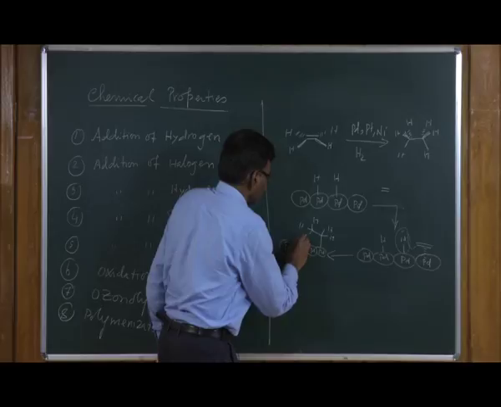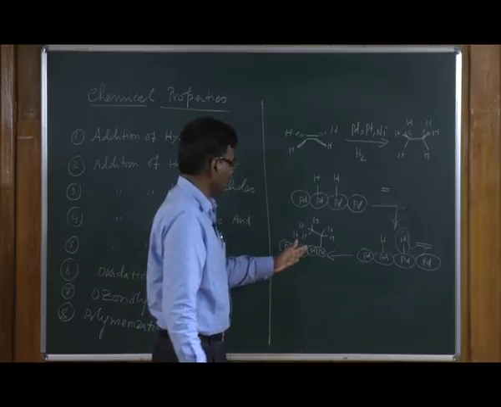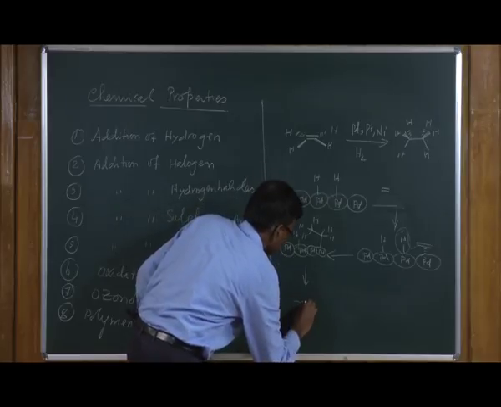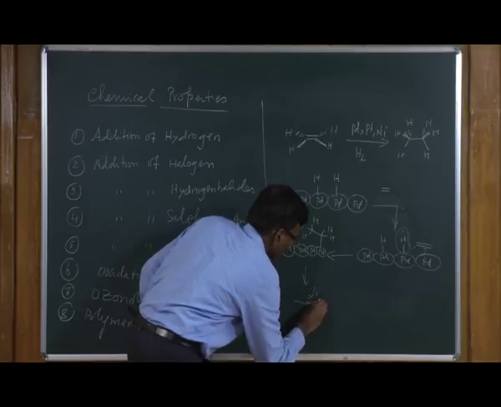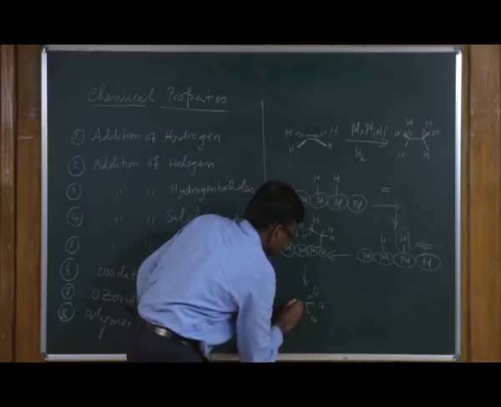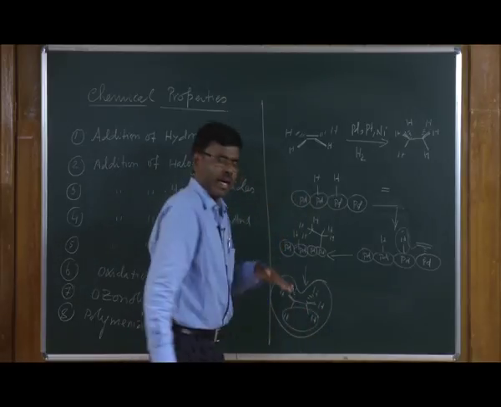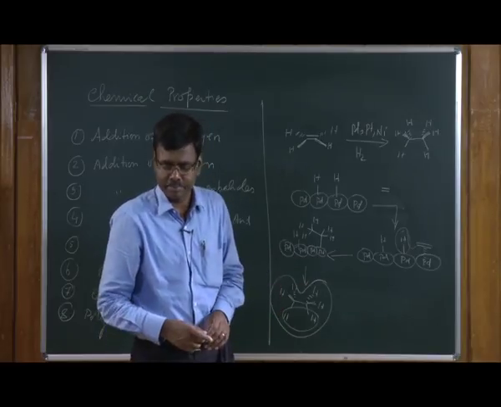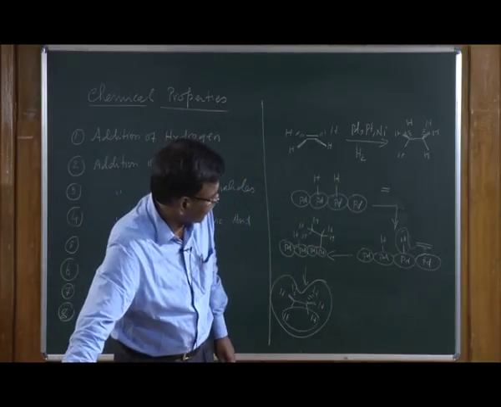Now, since the reaction is carried out in the presence of hydrogen pressure, another hydrogen can bind here. This hydrogen can transfer again, and you will get your alkane. Both hydrogens are added on the same side of the alkene, so the reaction is a stereospecific syn addition reaction. When you have different substituents, you will get the selective addition product.